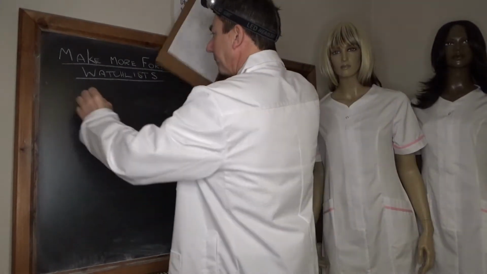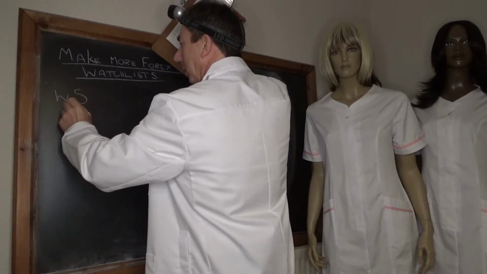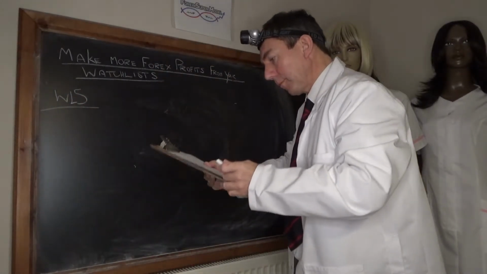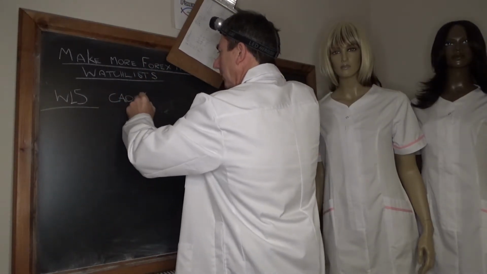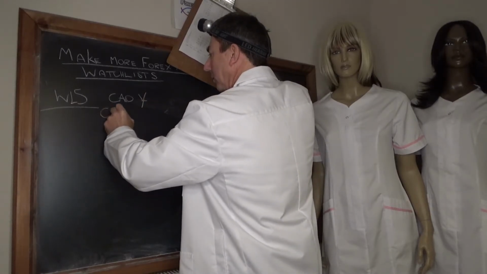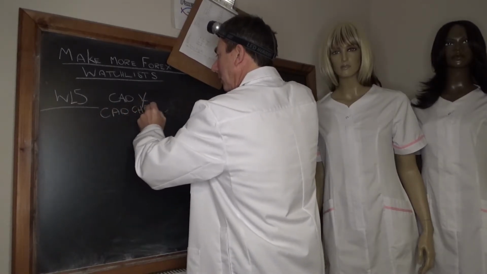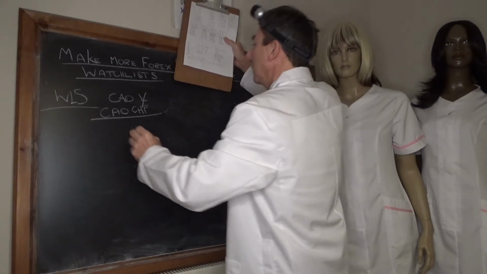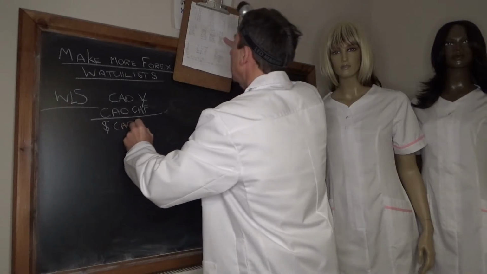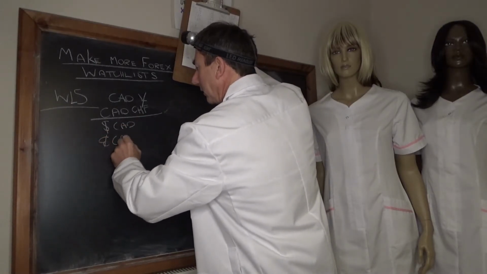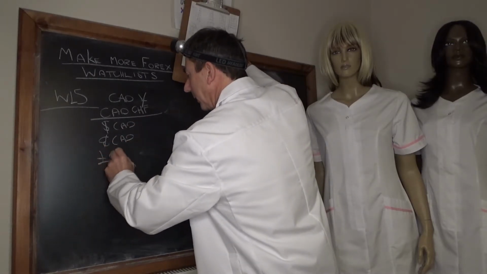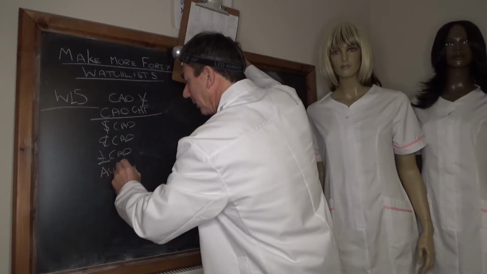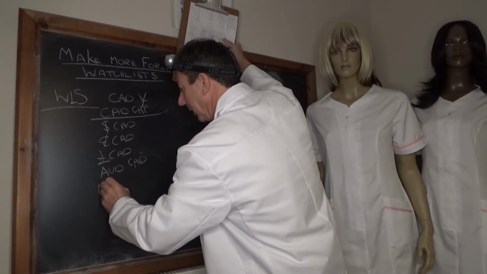Right, so watch list 5 and 6. Watch list 5 then. So we've got the CAD yen, CAD Swiss franc, and then we're up and running. So it's dollar CAD, euro CAD, pound CAD, AUD CAD, NZD CAD.